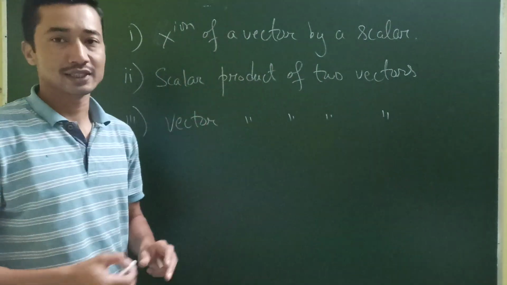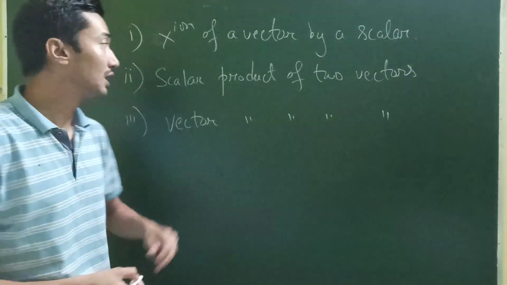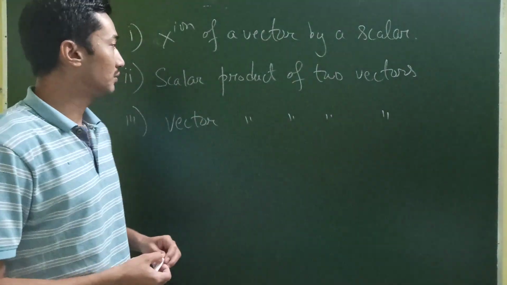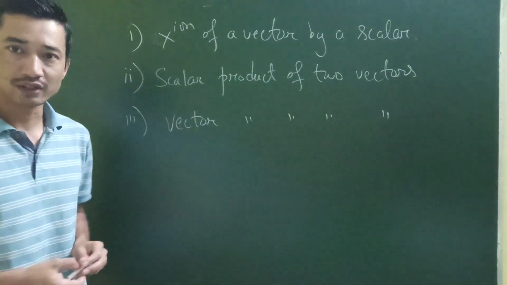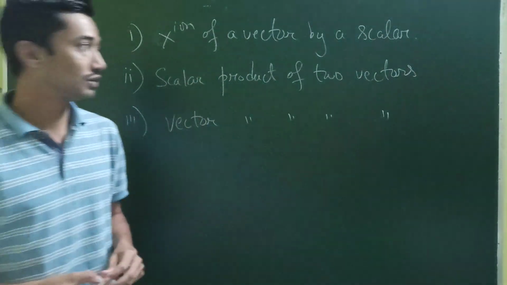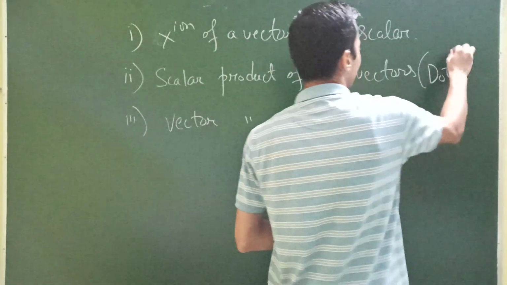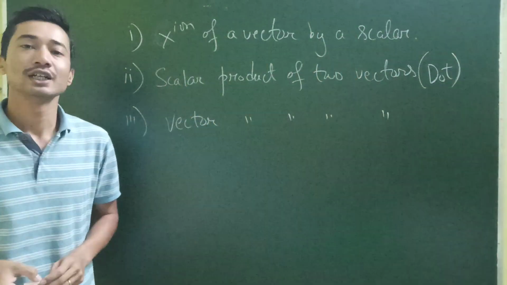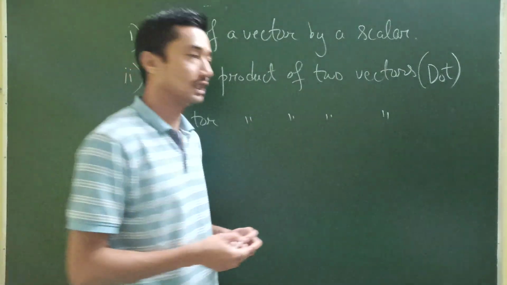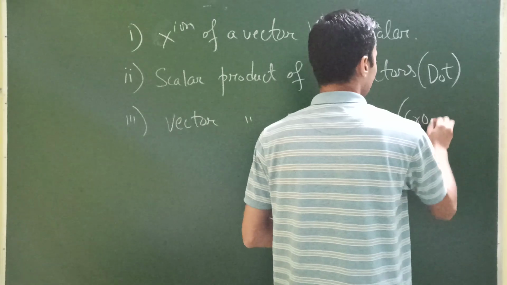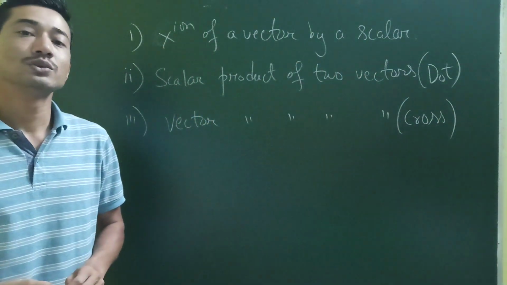The first one, as I said, is a very simple topic. We will discuss that in maybe less than a minute. Then we have the scalar product of two vectors and also the vector product of two vectors. These two are going to be very important. The scalar product of two vectors is also known as the dot product of two vectors, and the vector product of two vectors is also known as the cross product of two vectors.